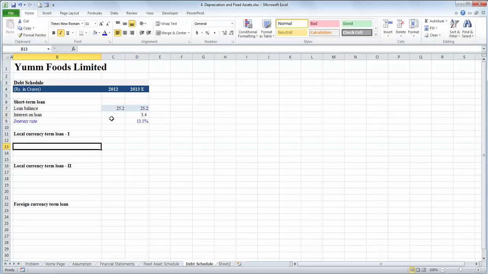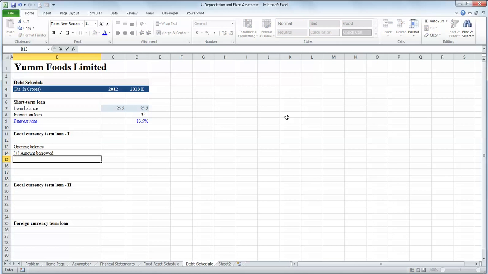The next thing we'll do is to build a model for local currency term loan 1. For term loans, we need a walkthrough, because we saw the equation for closing balance already, which is opening balance plus loans borrowed minus loans repaid. Let us capture each of those components here. First is the opening balance, then amount borrowed, then amount repaid, and finally we have closing balance.